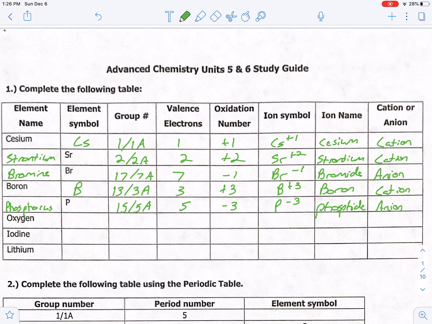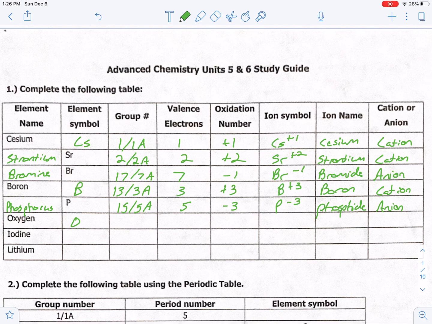Then we have oxygen, which is abbreviated O. Oxygen is in group 16/6A. It has 6 valence electrons, which basically means it's missing 2, so we have a -2 charge. So it's going to be O with a -2. It is an anion because it has a negative charge, so therefore we're going to change it from oxygen to oxide.